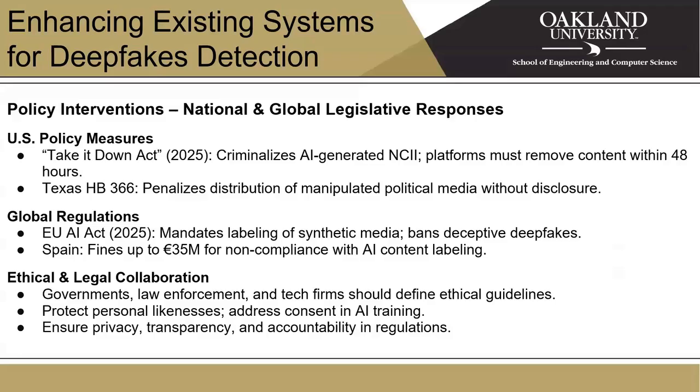Creating reliable detection frameworks also comes with ethical considerations. Training models requires datasets that contain real human data. Is it ethical to use personal data for improving these systems, and how should this data be protected? Government and tech firms should collaborate to define ethical guidelines that ensure privacy, transparency, accountability, and consent in AI training.